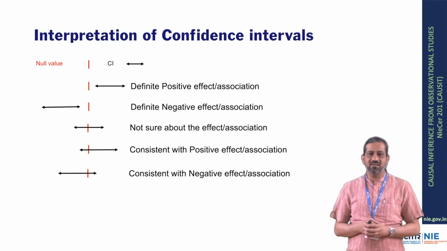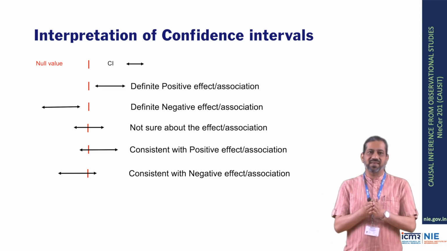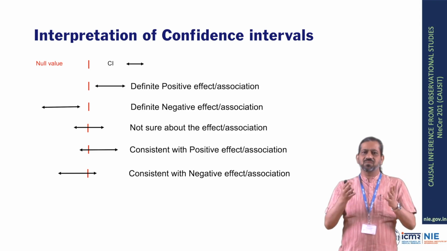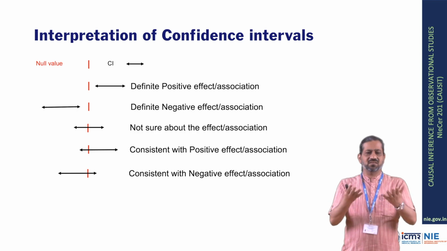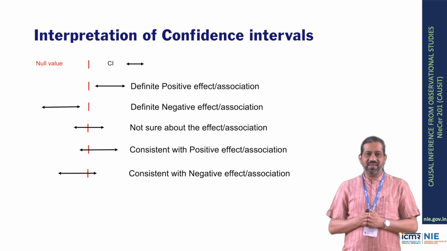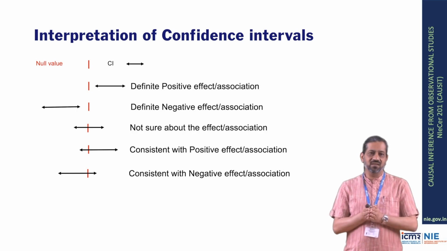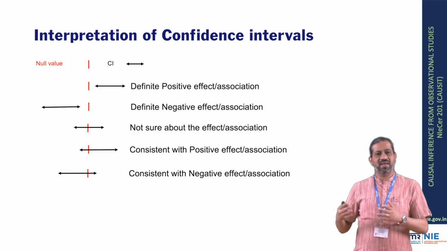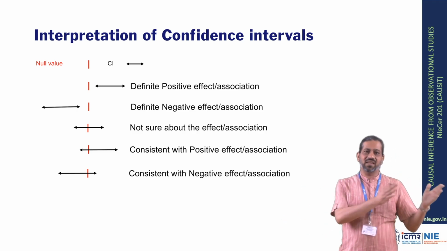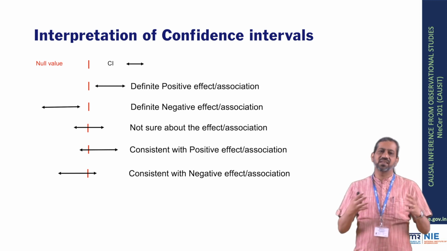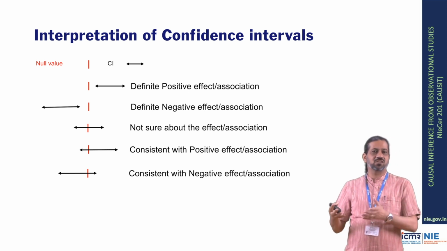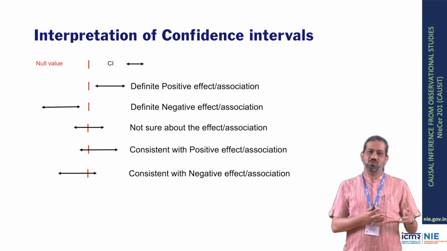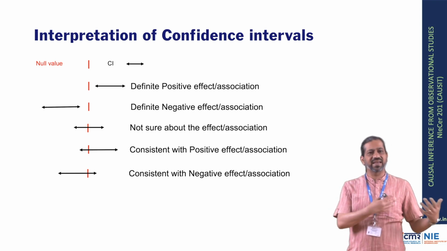Assume that the red vertical line implies the null value, and the two-headed arrow is the confidence interval. Let's take the example of a risk ratio. The red line implies a risk ratio of 1. The area to the right of the red line implies values more than 1, and to the left of the red line implies values less than 1. A risk ratio more than 1 means there is a positive association. A risk ratio less than 1 indicates a negative association.